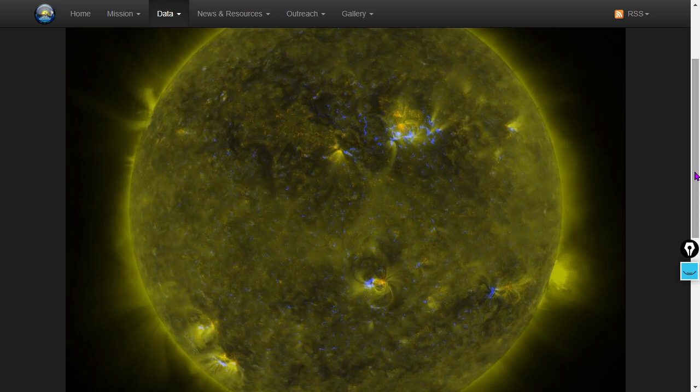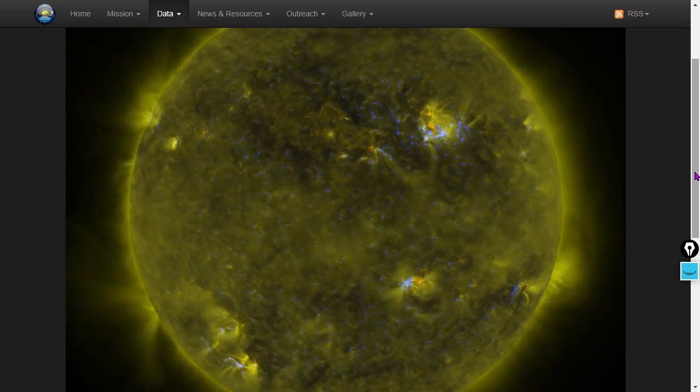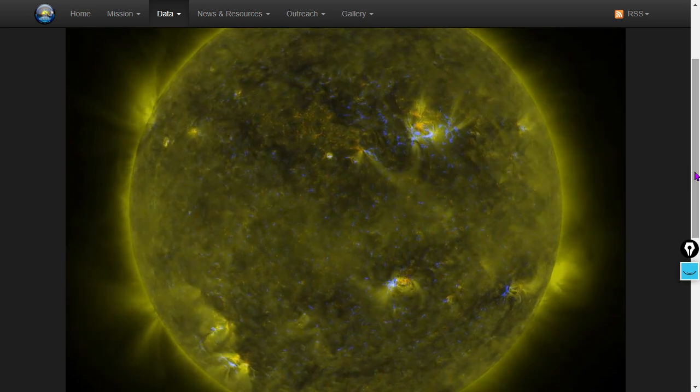And here's one more animated view from the SDO. It's the 171 angstroms and colorized magnetogram composite imagery.